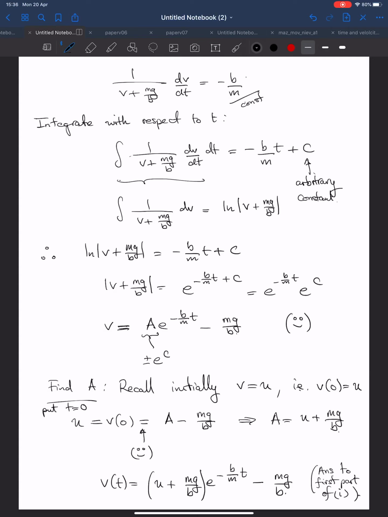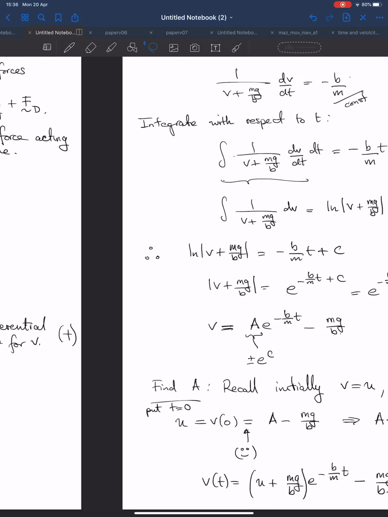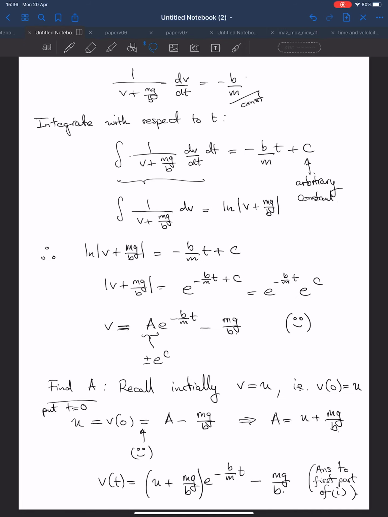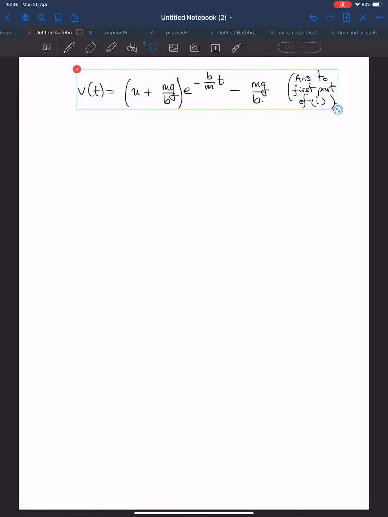The second part was what is the terminal velocity? In fact, let me read this. What is the terminal speed it reaches? Okay, so terminal speed, so this is looking for the speed achieved in the long time regime. Okay, so this is our solution.